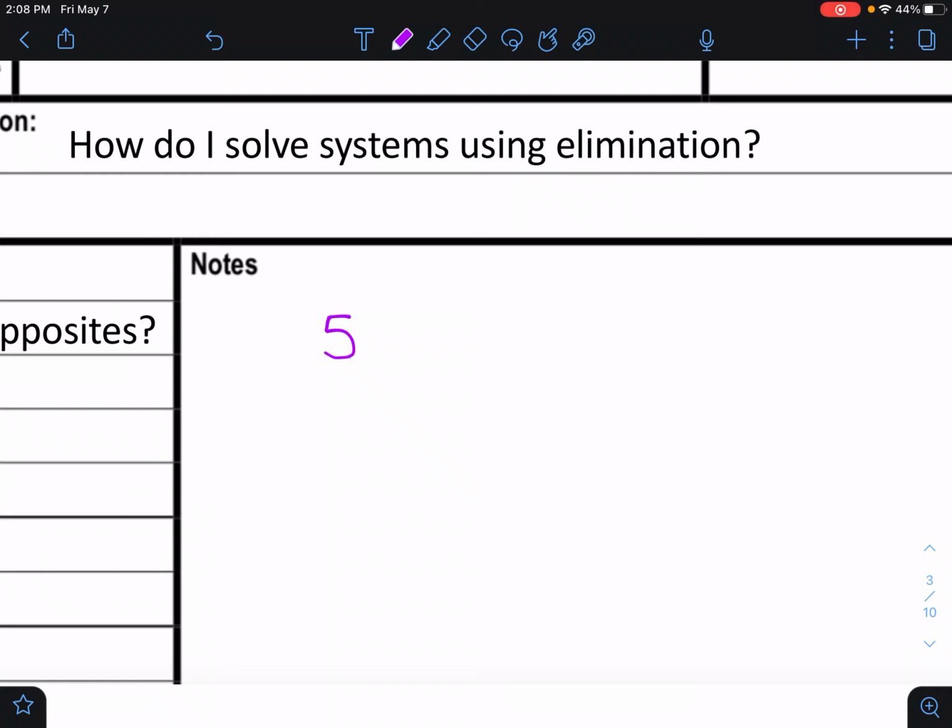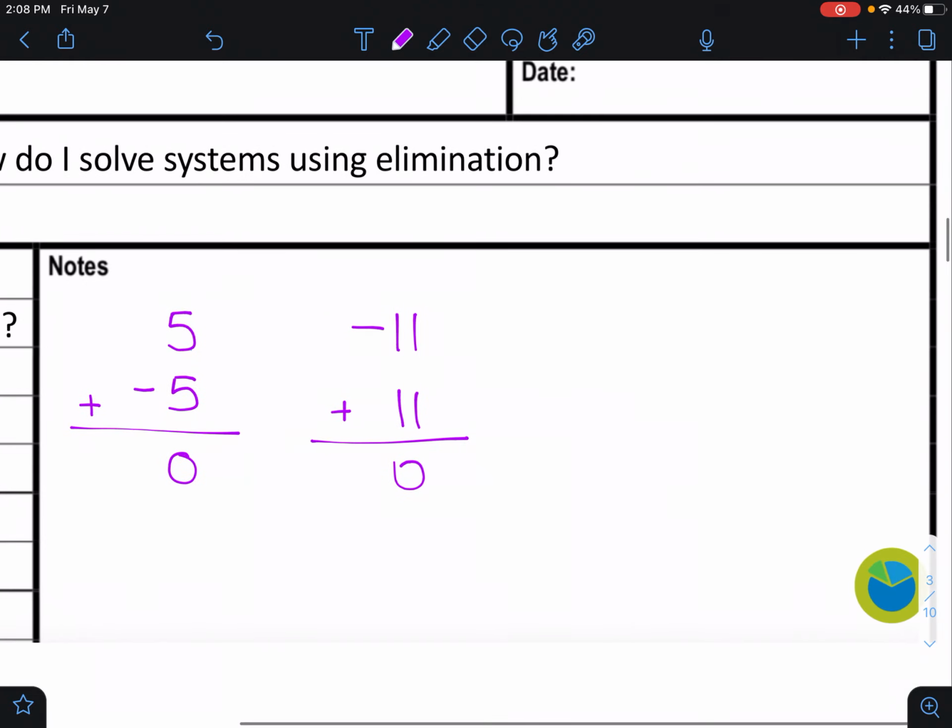Okay, so what's the opposite of 5? Well, -5. And the reason for that is when I add them together, I get 0. So by the same token, if I said, what's the opposite of -11? You would say +11. Again, because if I add them together, I get 0. This still applies if we have a variable involved, like -7x. The opposite is +7x. Again, if I add those together, I get 0x. But 0 times anything is 0, so still 0.